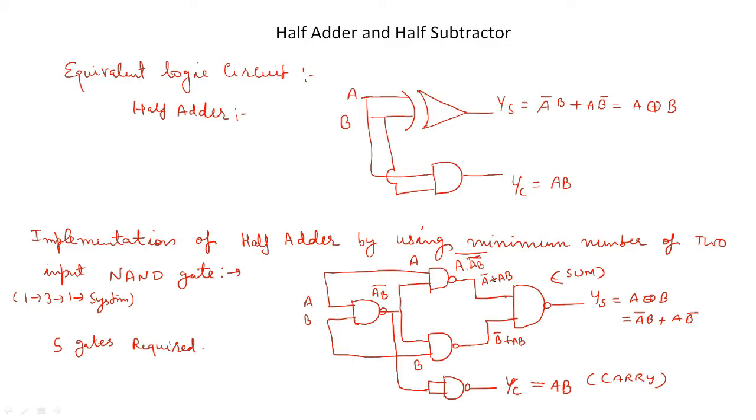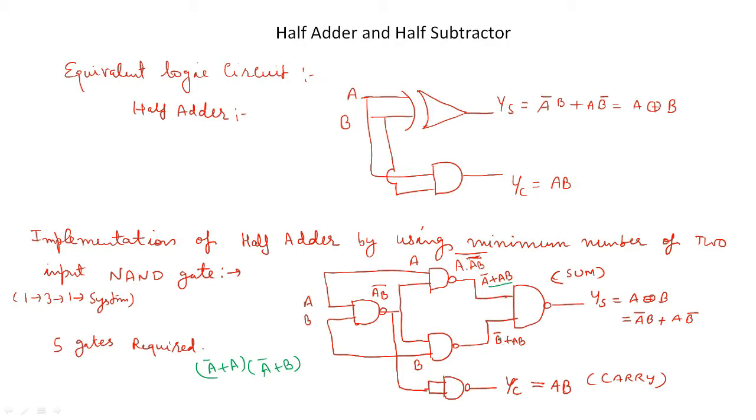Now we can use the distribution law here, and it can be written as A bar plus A into A bar plus B in the other bracket. You can write this term as A bar plus A in bracket and then A bar plus B. A bar plus A, you know, is equal to 1, so it will be A bar plus B. So here you have an input that is A bar plus B.